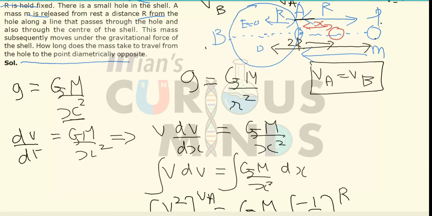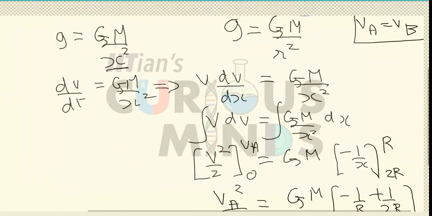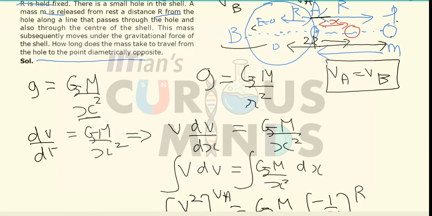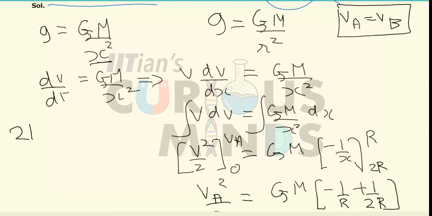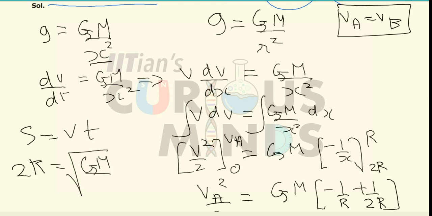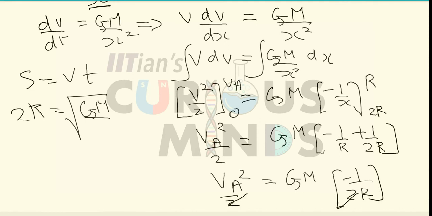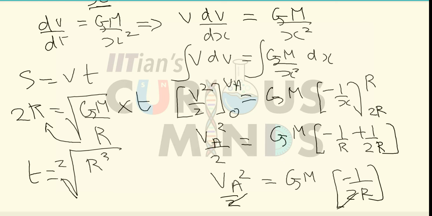From A to B there is no acceleration, so I can say that the displacement over here is equal to 2r. Displacement is equal to velocity into time, since there is no acceleration. So displacement is 2r, velocity is root GM divided by r, into time. So time over here will be equal to 2 root, I will shift this to the left hand side, r cube divided by GM.